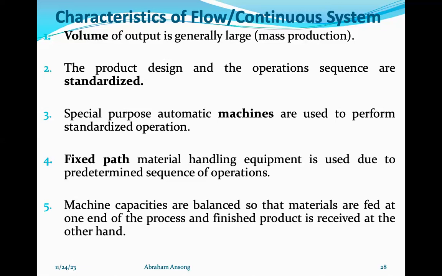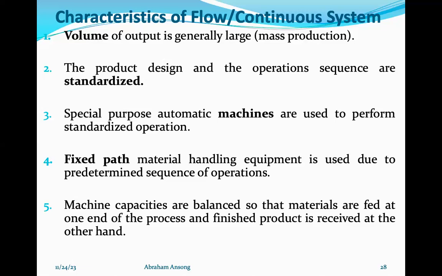Okay, so the machines are arranged in a particular order so that at the very end, you'll get the finished product. But at each stage, some function or some activity is done in order to improve the quality of the water that started the process in the first place. So there is a fixed part material handling equipment, because there is a predetermined sequence of operation. You move from stage A, you get to B, from B, you get to C until the finished product comes out finally.